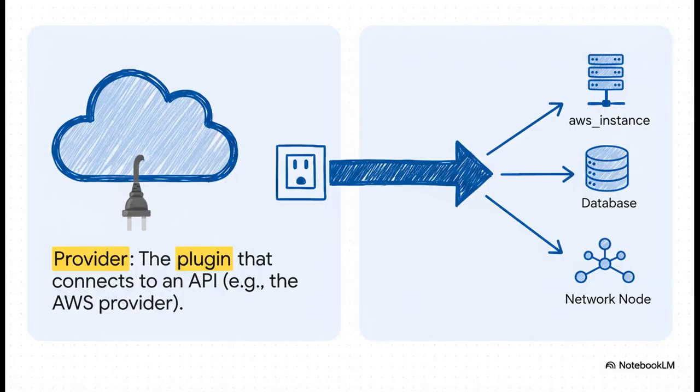And this brings up a really important distinction, something you'll definitely get asked about. What's the difference between a provider and a resource? It's simple. The provider is the translator, right? Like the AWS provider. The resource is the thing you're building with that translator, like an AWS instance, an actual server.